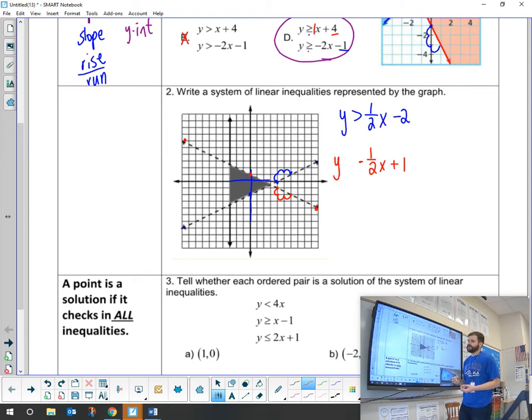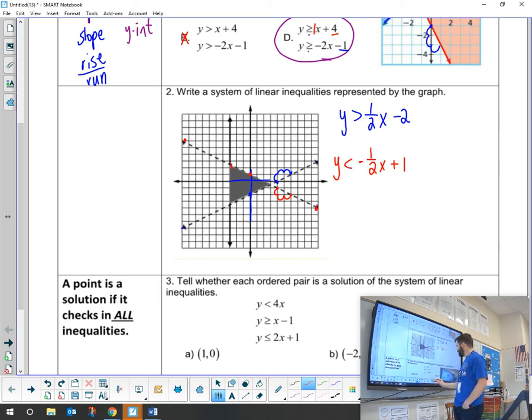All right. Now we decide, is it going to be less than, greater than, less than or equal to, greater than or equal to? Well, first off, is it a dotted or solid line? It's a dotted line. Second, am I going to shade above or below it? Well, my solution set here is below. So we're going to go less than.